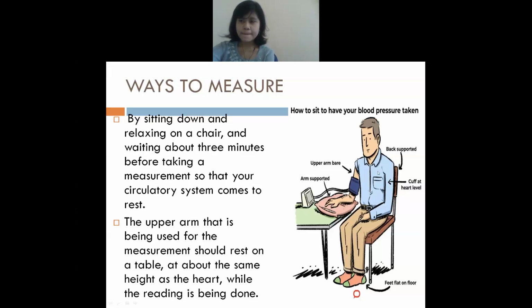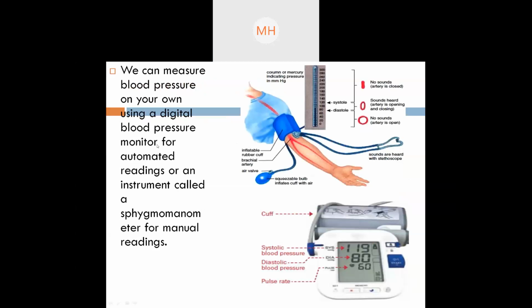And back support should be there. And this cuff, this is known as cuff. I'll explain to you in the next slide. So this cuff should be at your heart level. So here is your heart, so it should be at this level. Arms should be supported, and the person should stay still, remain calm, remain relaxed. The person's feet should be on the floor, and the person should have back support. Okay, shall we go to the next slide?